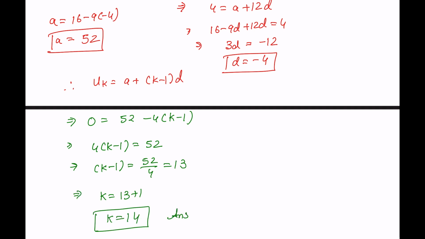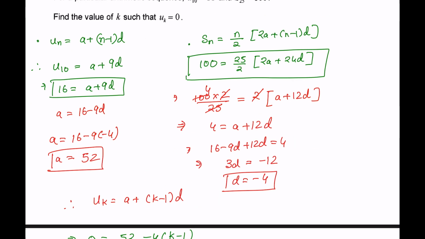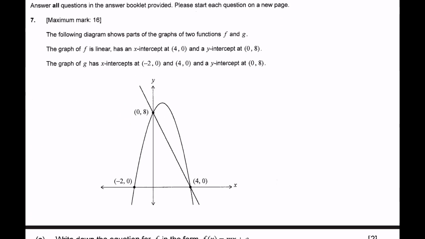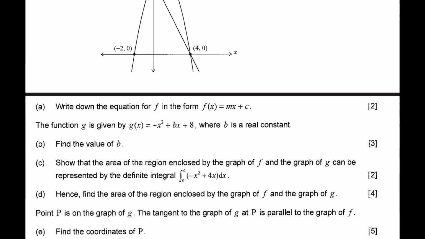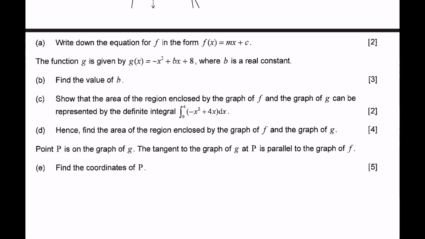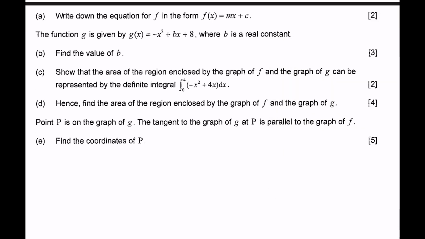This is the answer for question 6. Now next we have section B problems. So here is a question. We have two functions f and g. F is linear, so the straight line is fx and the parabola is gx. The intercepts of g are given and the intercepts of x are also given. So first we have to find the equation of f in the form fx equals mx plus c, right?